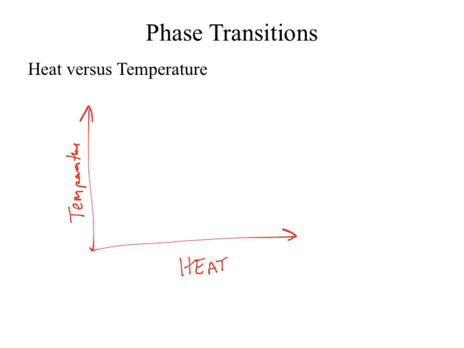Okay. What happens as I add heat? Temperature increases, right? Okay. As I continue to add heat, it'll continue to rise until what happens? It melts. And what happens when it melts? Does the temperature increase as it's melting? No, it actually doesn't. It flatlines. What happens if we add more heat?